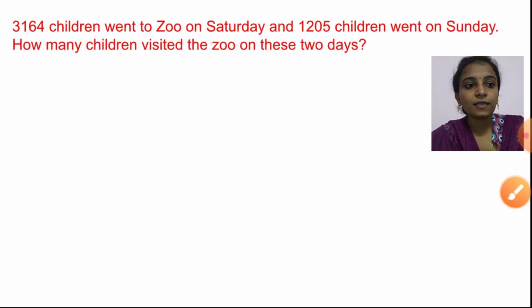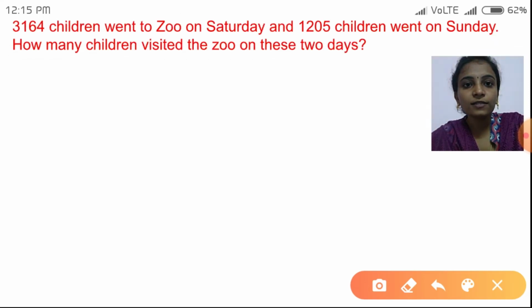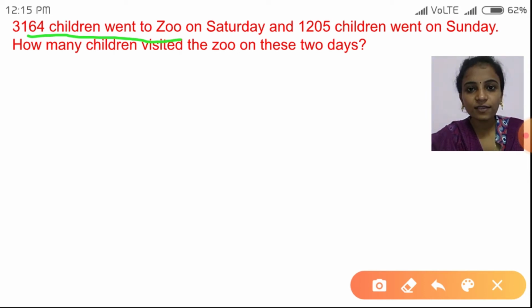See, 3,164 children went to the zoo. Zoo means, you know, zoo. Did you go to a zoo anywhere? In a zoo, what are there? Yes, animals are there in the zoo. Different kinds of animals and birds we can see in the zoo, right?